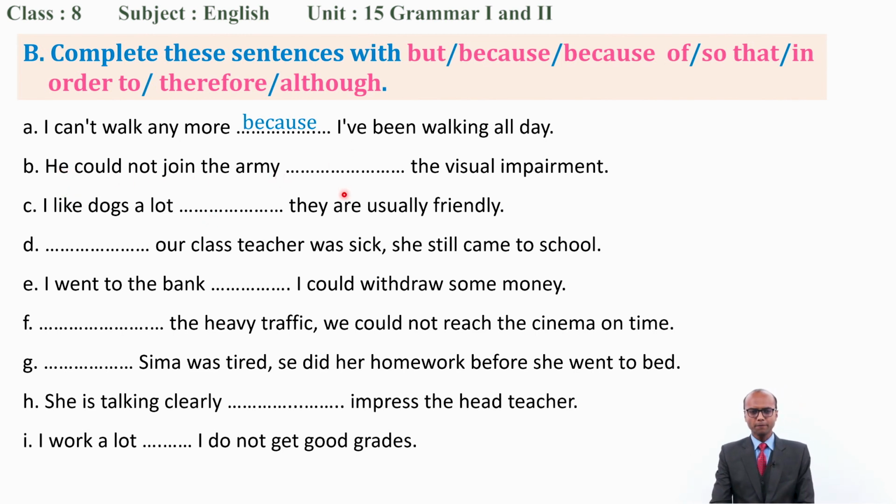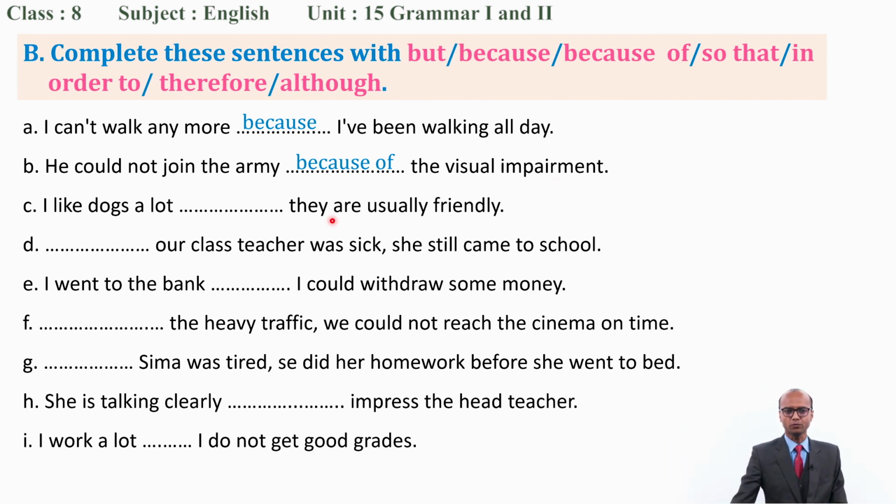What have you filled in B? Well done, dear students. It is because of. Very good. So look at the difference. After because there is a complete sentence, but after because of there should be a phrase only. Because of the visual impairment. Because of her busy schedule, she could not attend the party. She could not attend the party because she was very busy. In this way, you have to differentiate between the two.